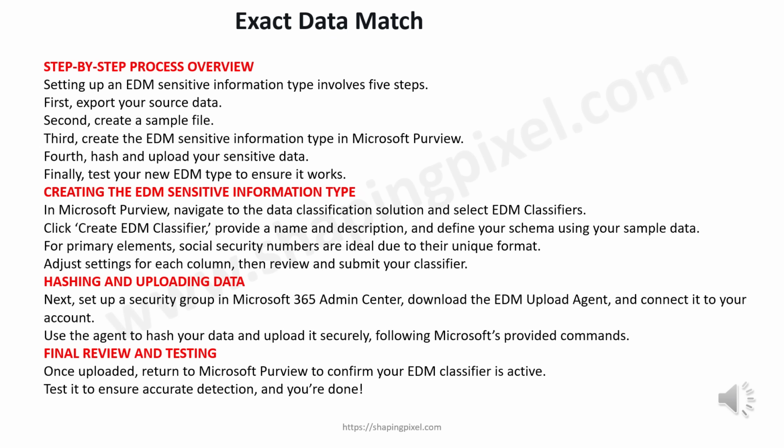Next, set up a security group in Microsoft 365 Admin Center, download the EDM upload agent, and connect it to your account. Use the agent to hash your data and upload it securely, following Microsoft's provided commands. Once uploaded, return to Microsoft Purview to confirm your EDM classifier is active. Test it to ensure accurate detection, and you're done.